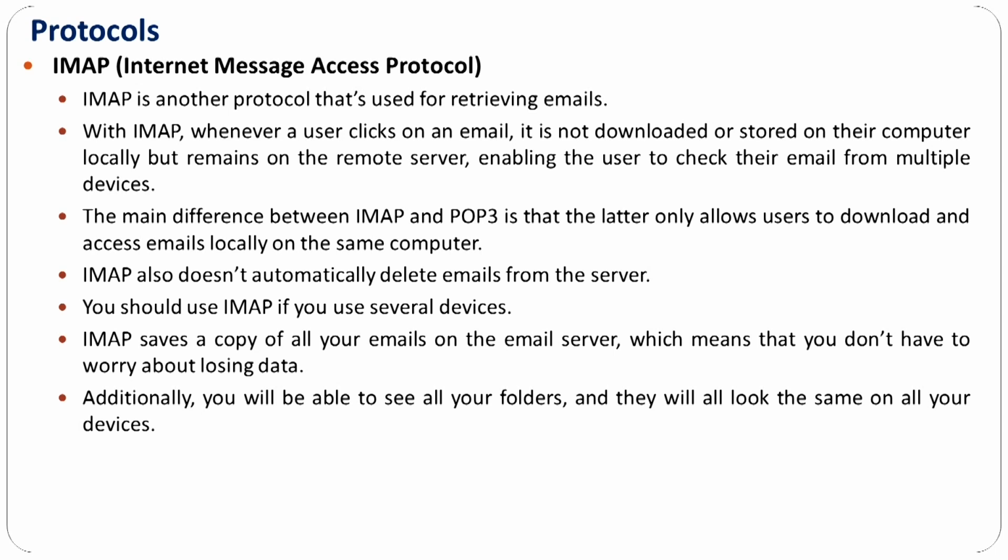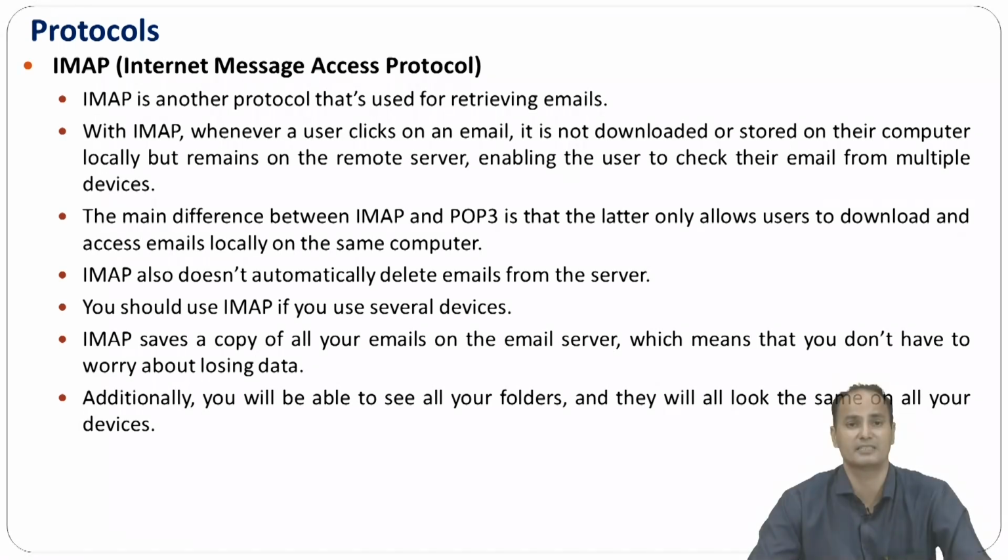Related to POP3, there is the IMAP protocol, that is Internet Message Access Protocol. It also works in the same way as POP3. IMAP is another protocol that's used for retrieving emails. With IMAP, whenever a user clicks on an email, it is not downloaded or stored on the local computer, but remains on the server, enabling the users to check their emails from multiple devices. This is the big difference between POP3 and IMAP. In POP3, the email was getting downloaded, while here it is not downloaded, but remains on the server as it is.